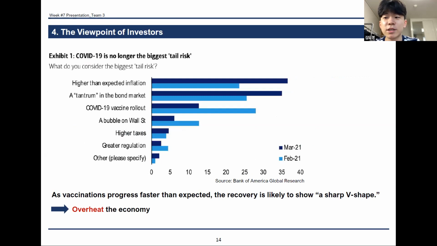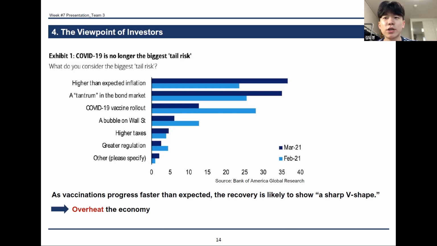Hello, I'm the last presenter, Do-kyung Kim. It is true that Wall Street is concerned about US inflation. According to a recent survey of portfolio managers by Bank of America, inflation topped the list, beating COVID-19 as the biggest risk factor for the US economy, followed by taper tantrum.